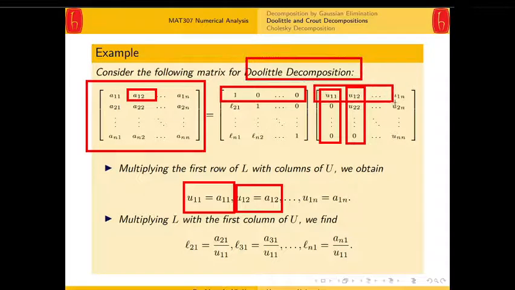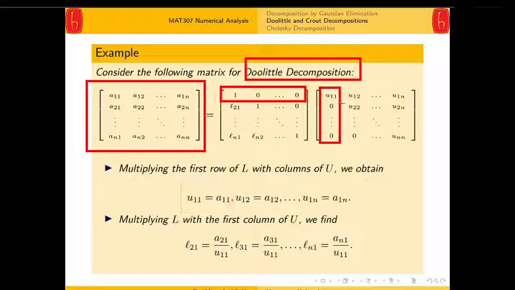This way we can obtain the first row of the upper triangular matrix. Let's perform the same thing on the last column. Again, 1 is here and all the other entries are 0. So this part will be 0, and U1n will be equal to A1n. So this is what we obtain. Now it seems like we are done with finding the first row of the upper triangular matrix.